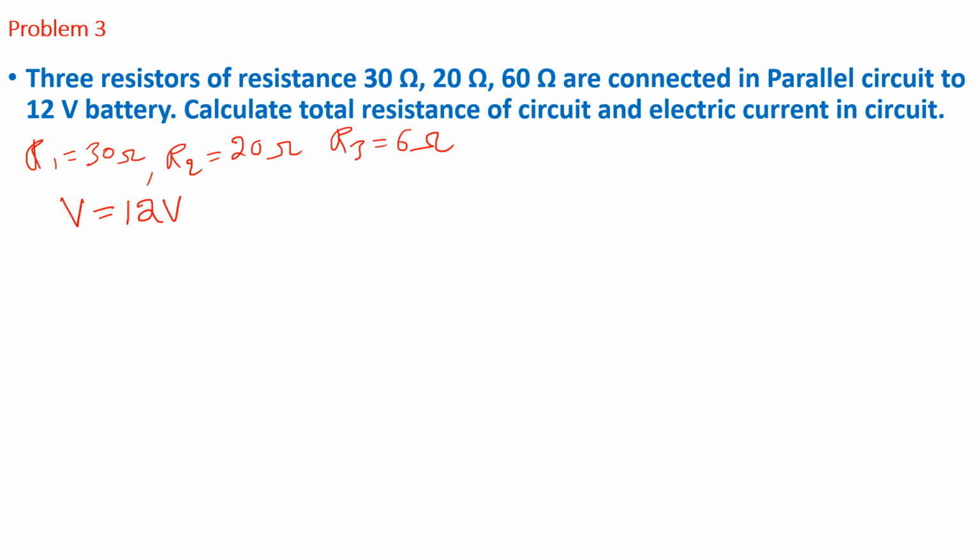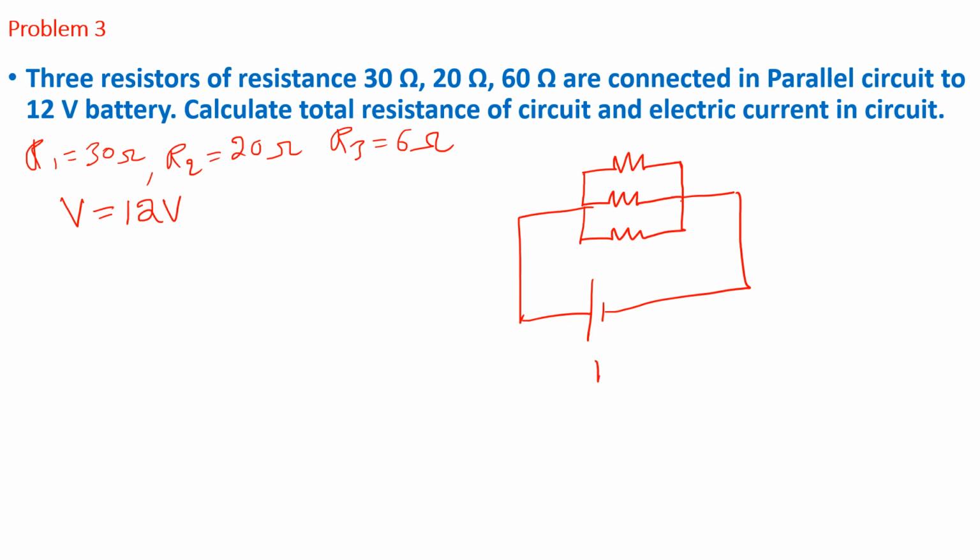So the question asked is they are connected in parallel. So the given situation is like this. So this is one more resistor and this is one more resistor. They are all connected in parallel to a battery of 12 volt. So this is R1, this is R2, and this is R3. The values are 30, 20, and 60.